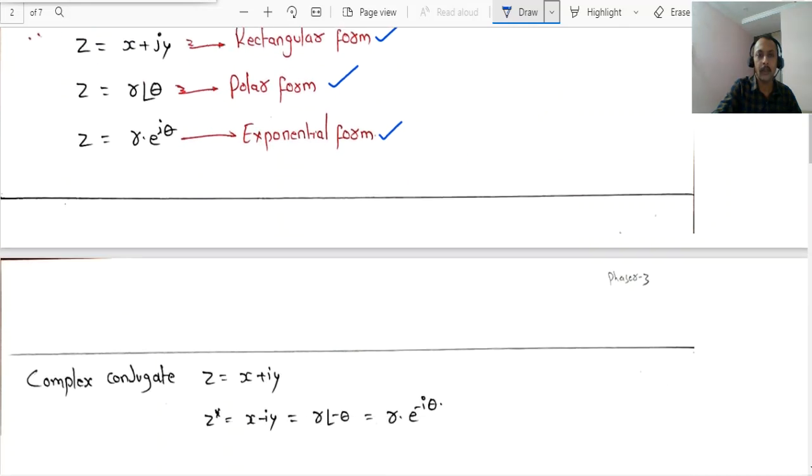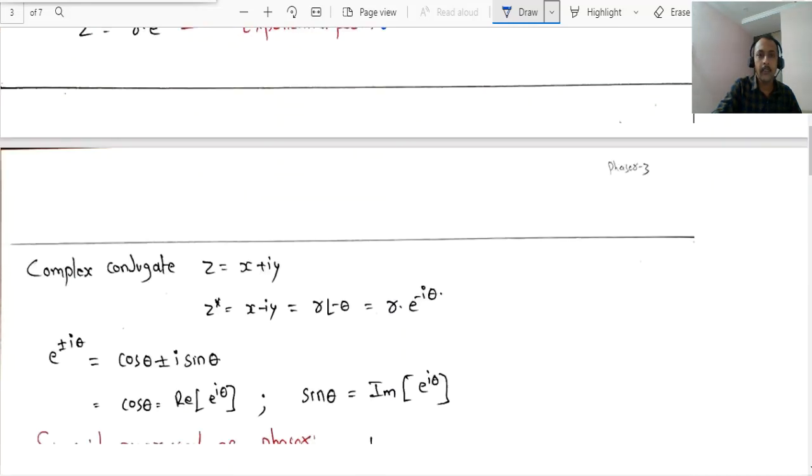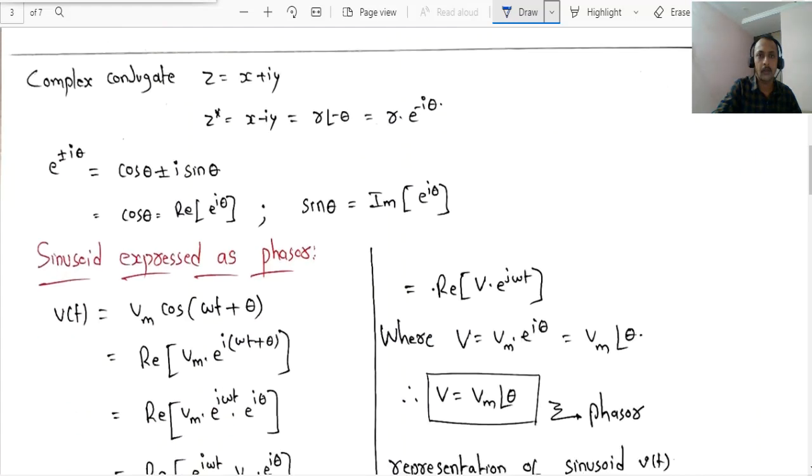Now, what will be its complex conjugate? Z star. The complex conjugate Z star: Z equals x plus iy, and its conjugate is x minus iy. So r at an angle minus theta. We can write it in the form r into e power i theta.